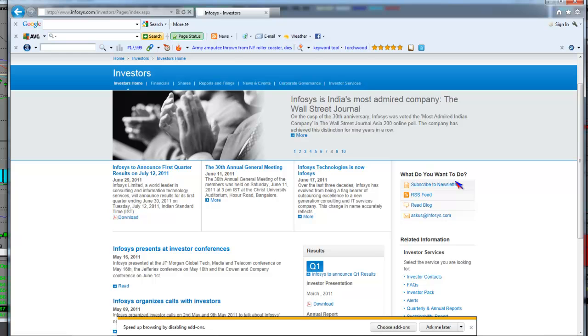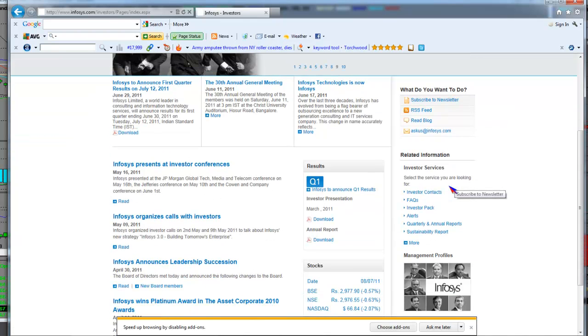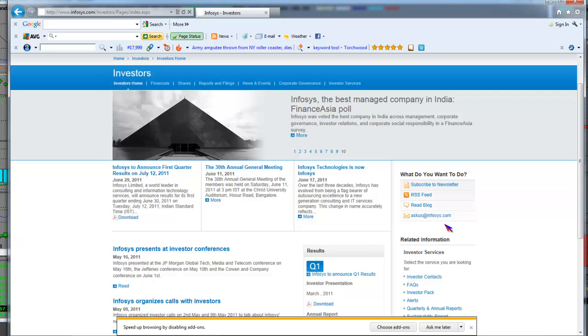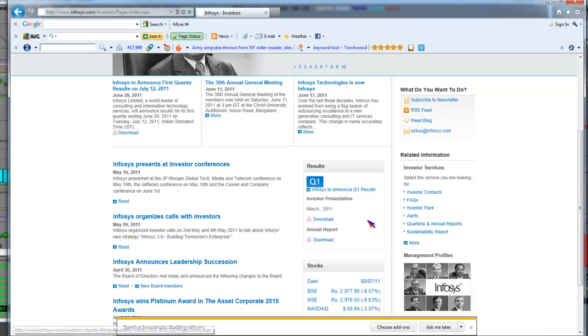You do want to get on the emailing list, so if there's ever an upgrade or a downgrade or something new happening at the company, the investor relations is going to email you right away. And you can go read their blogs, but the thing about it is you want to get tied in if there's going to be any changes. And here's their Q1 results.